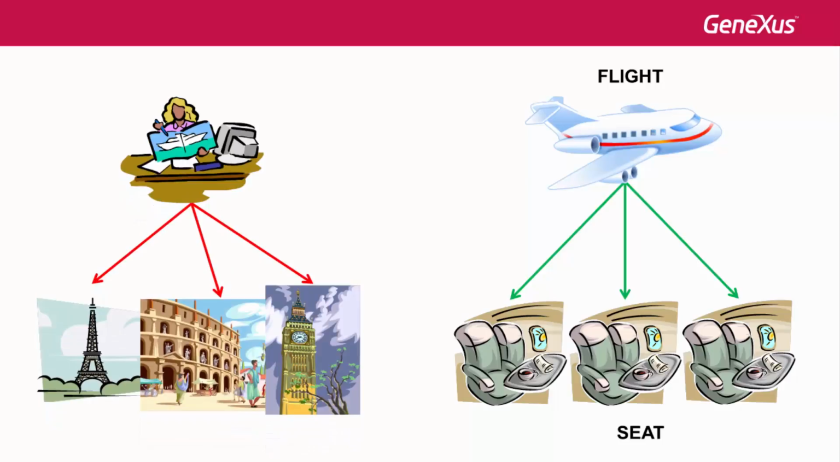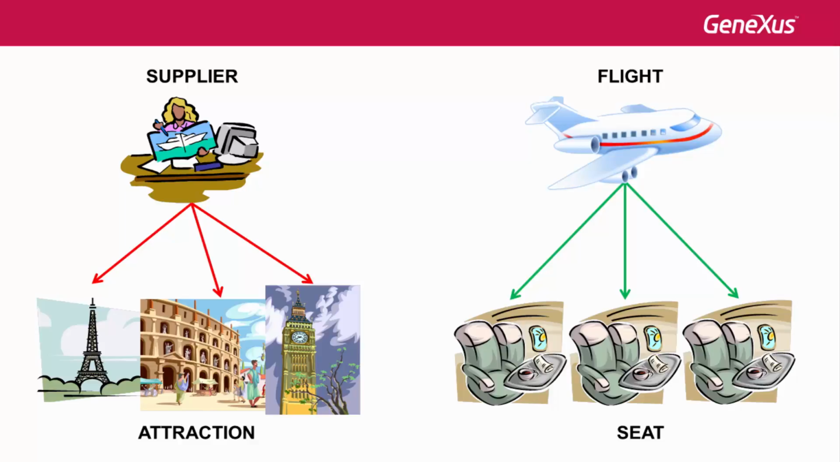Note that the existence of seats doesn't make sense unless they are in a flight. This is to say, it doesn't make sense to consider a seat without always relating it to the flight it belongs to. On the other hand, an attraction may not have a supplier that offers it, and it would nonetheless exist on its own.